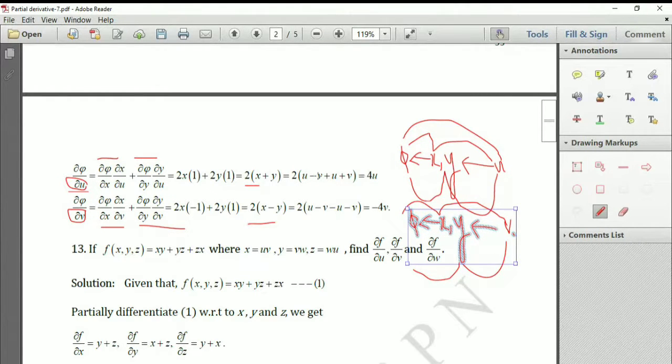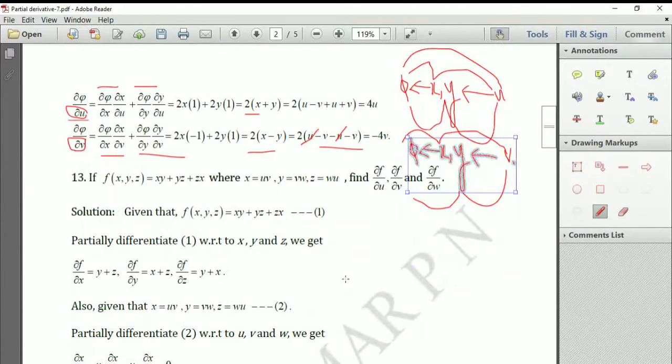So you'll get 2u into 2, which is 4u. Similarly, 2 into x minus y, where x is u minus v and y is u plus v. Minus of this will be minus u minus v. So minus u and plus u cancel. Minus v is minus 2v into 2, which is minus 4v. We got the answer.